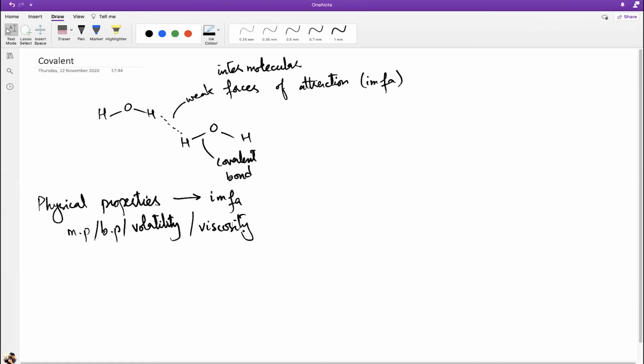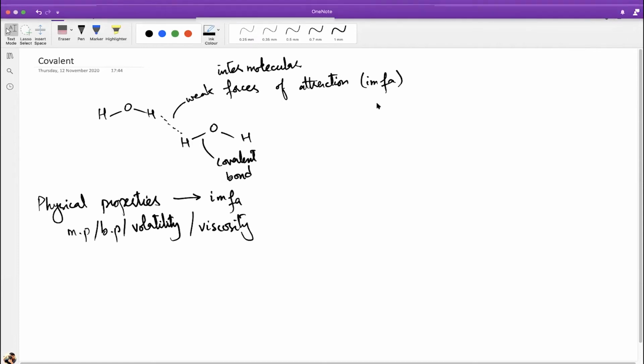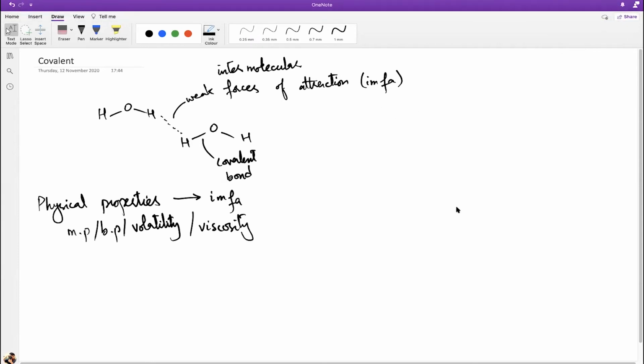Which means that the melting point will be high. We talked about this in the case of ionic substances, that the forces of attraction, electrostatic forces in that case, were really strong, so you needed high energy to break them. That meant ionic compounds had a high melting point, high boiling point, and low volatility because they didn't evaporate easily, and that was because they had strong forces keeping them together.